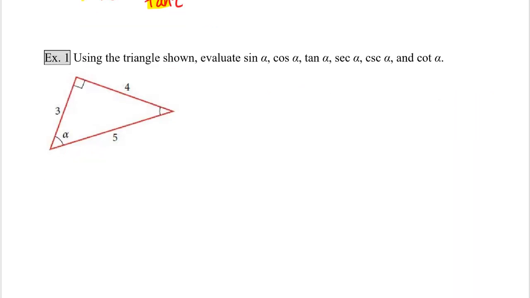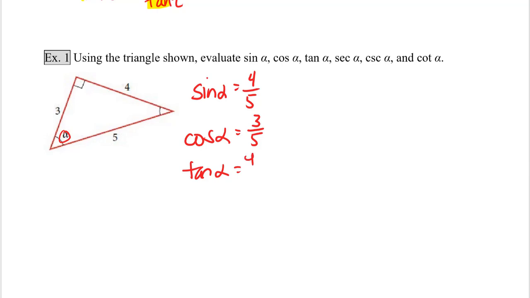Example 1, using the triangle shown, evaluate sine of alpha, cosine of alpha, tangent alpha, secant, cosecant, and cotangent of alpha. So we have our right triangle. We know the measures of the three sides. We know that alpha is right here. And so if we wanted to find the sine of alpha, sine is opposite over hypotenuse. Well, the opposite side is 4 and the hypotenuse is 5. The cosine of alpha is adjacent over hypotenuse. Well, the adjacent is 3 and the hypotenuse is 5. And then finally, tangent is opposite over adjacent, which is 4/3.